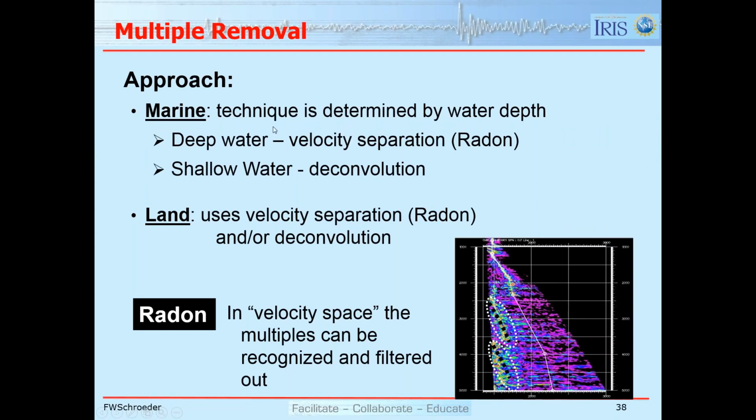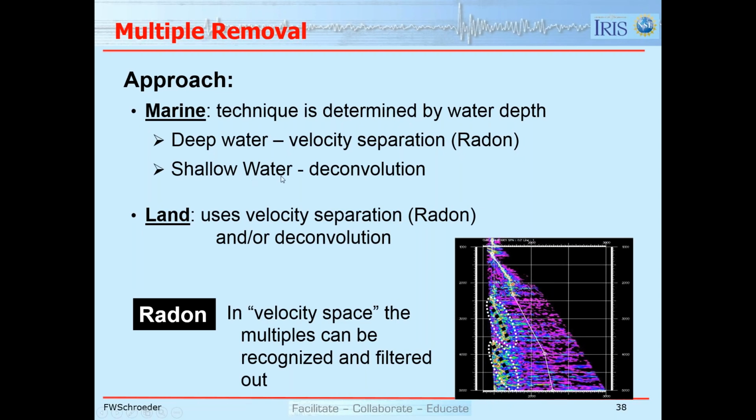So our multiple removal, if we're talking about marine data, the technique that we use is determined by how deep the water is in our area. If we're in a deep water area, we'll use velocity separation, which is also called a radon filter, and that's what I was describing. Here's primary. This is multiple, this is multiple. So what we'll do is design filters that will get rid of these multiple energy effects.